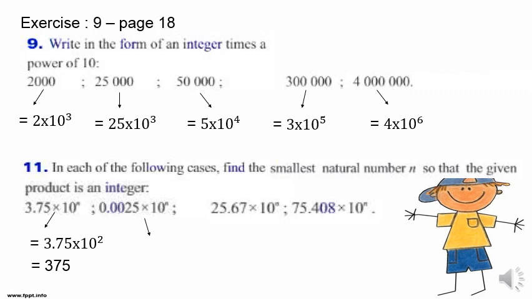The second one, count how many digits we have in the decimal part. We have 4 digits, so we have to multiply by 10 to the power 4 to give me 25. Okay, pay attention, they want the answer as an integer, no decimal point. An integer is a number that doesn't have a decimal point.